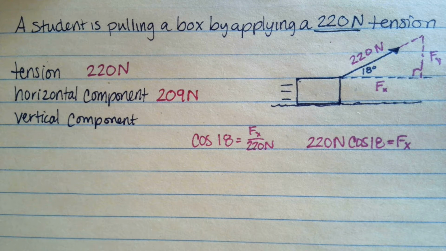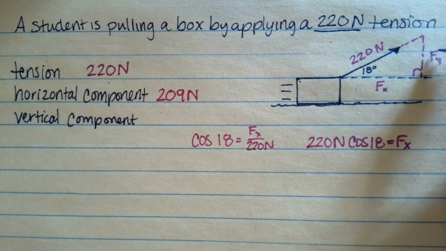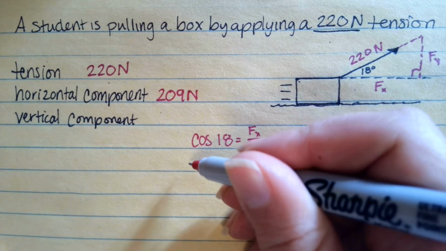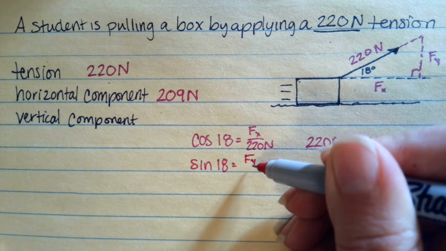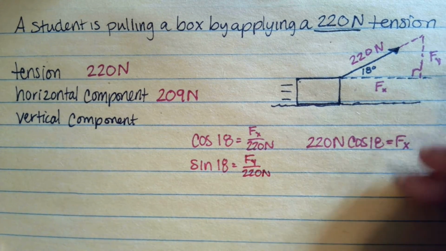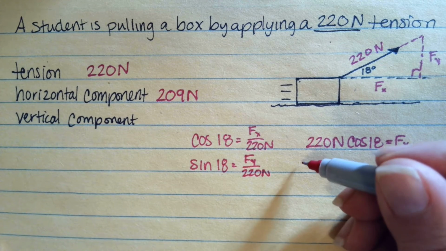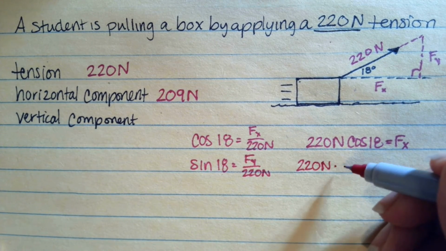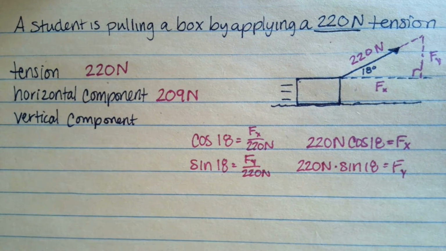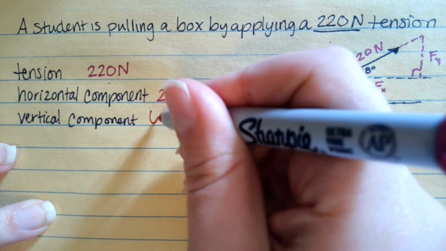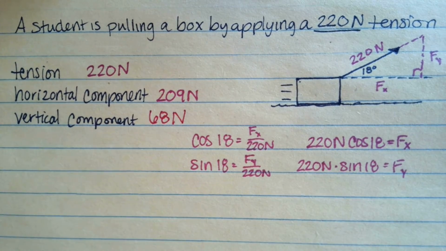Now, for the vertical tension, we would do the same thing, but we're now looking at the F of y. It is opposite the 18-degree angle, so I'm going to use the sine this time. So sine of 18 is going to be equal to the F of y over 220 newtons, opposite over hypotenuse. Rearrange it. 220 newtons times sine of 18 equals F of y. And then, of course, do that math, type it in, and you will get your answer. In that case, my component of vertical tension is 68 newtons for this one.